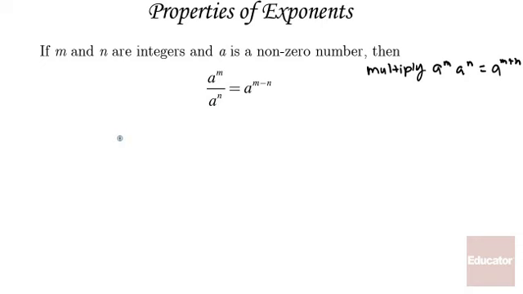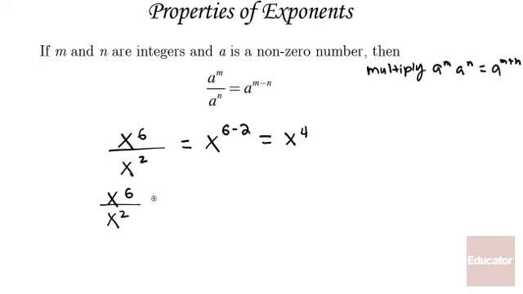Here's an example. X to the 6 divided by x squared equals x, so these have the same base, therefore subtract the exponents. This is x to the 6 minus 2, or x to the 4. Thinking this out a little bit, what allows us to do this? Let's approach this a slightly different way.